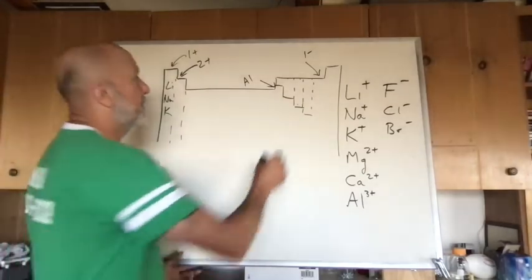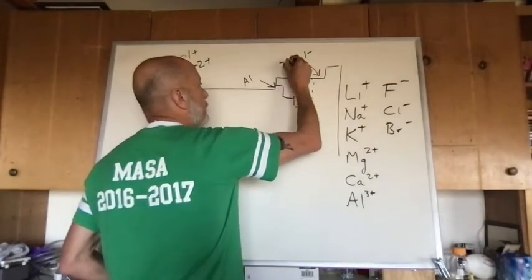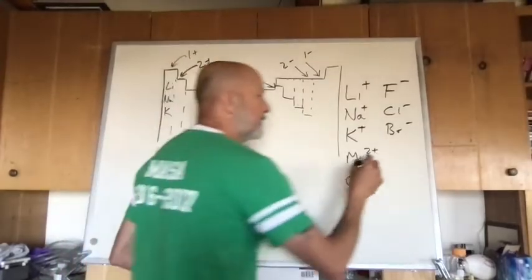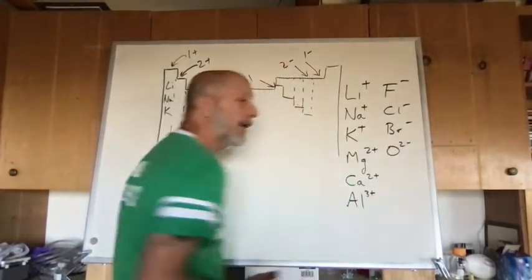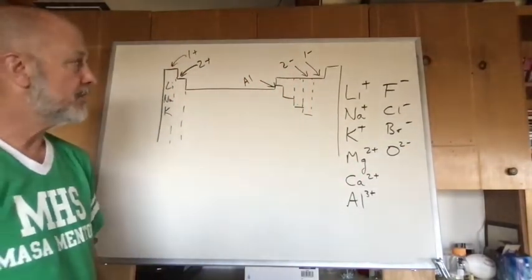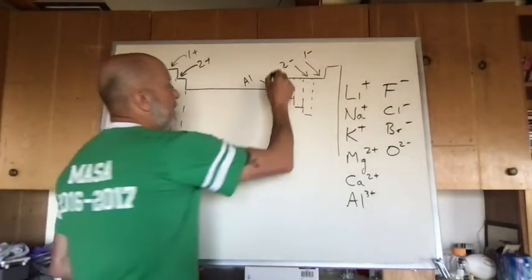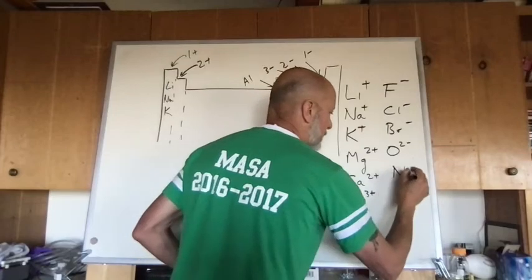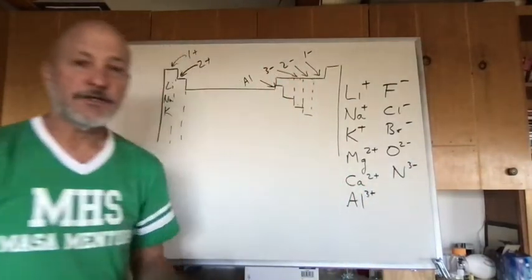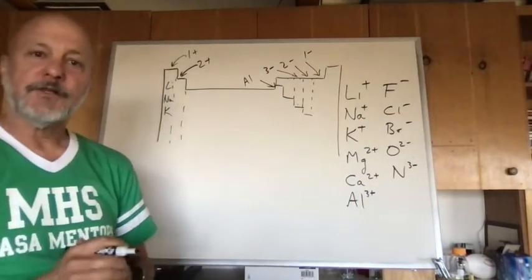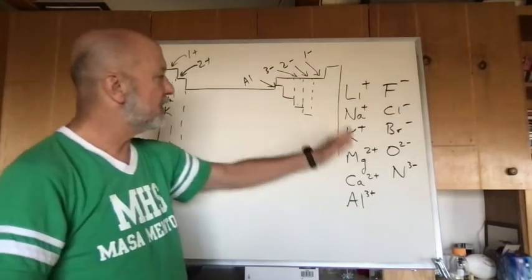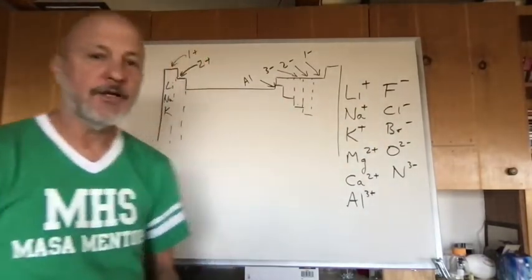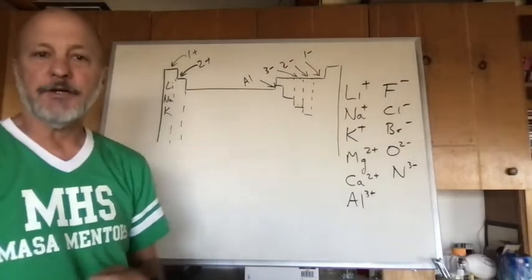Over here, the next one over, 2 minus. Oxygen has 6 valence electrons. It will add 2 to have a -2 charge. And then in this column over here, 3 minus. Nitrogen has 5 valence electrons. It will add 3 to fill its valence shell with 8. So we can predict the charges of these ions based on their position in the periodic table.